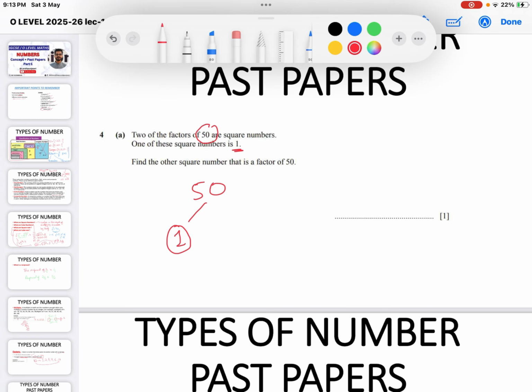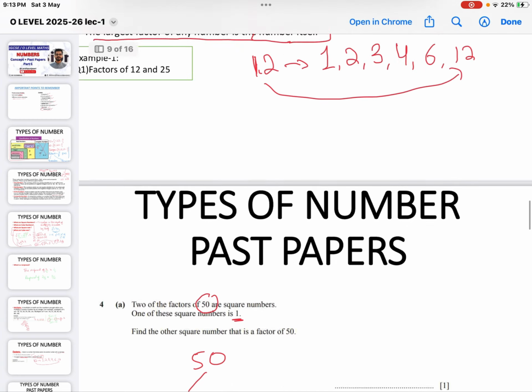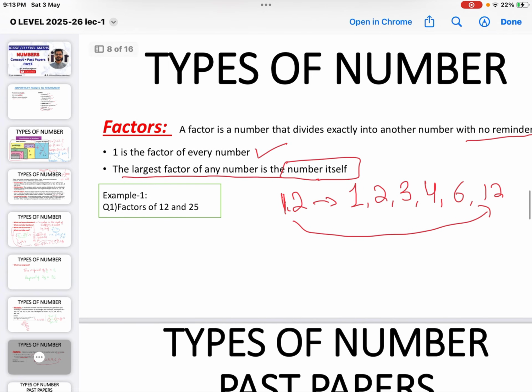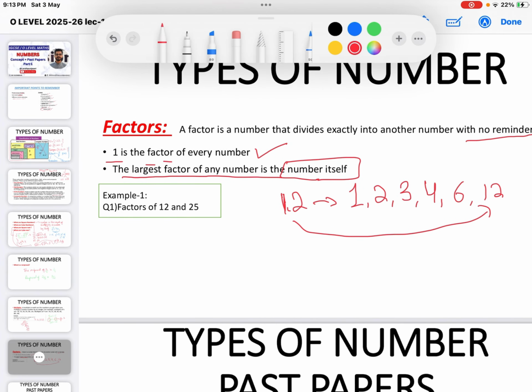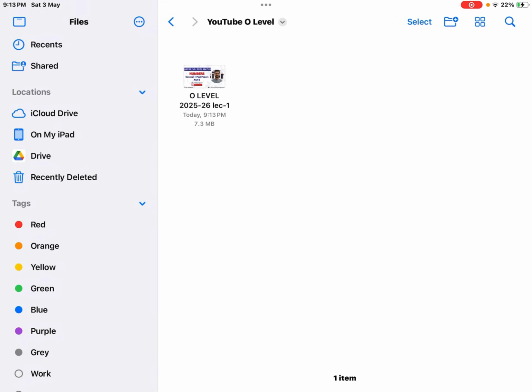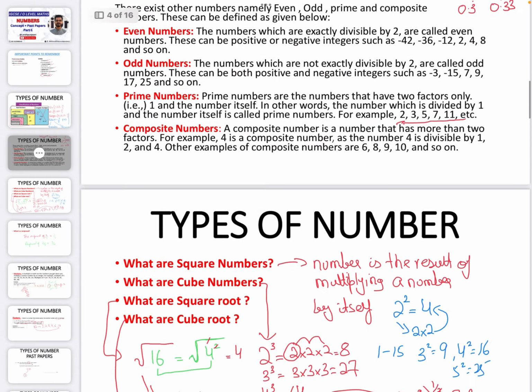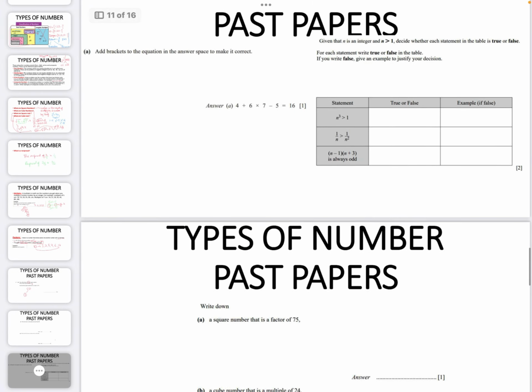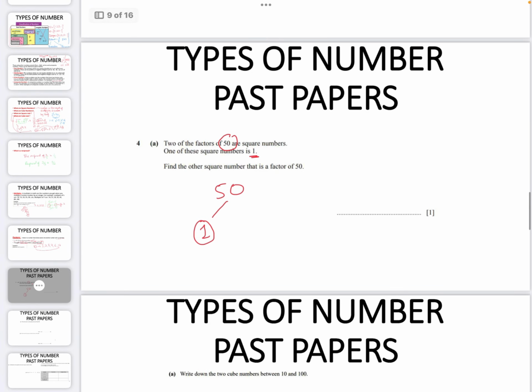So we know the definition of factor. We have done this. So you know that the largest factor of a number is the number itself. So this means that a number that is a factor of 50 must be at most 50. Okay, this is a very basic thing you have to know.